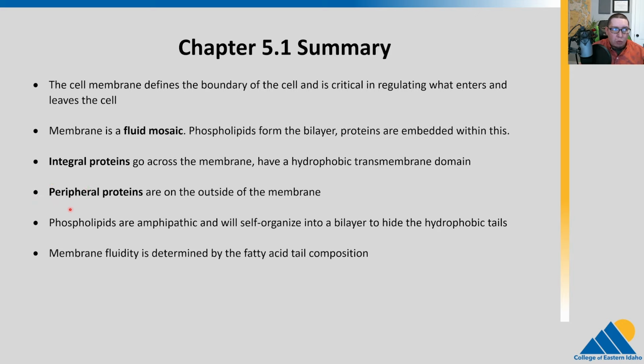Phospholipid structure is really important. That amphipathic nature will cause them to self-organize into a lipid bilayer because they're trying to hide their hydrophobic tails. And we talked a bit about how membrane fluidity is determined by the composition of the fatty acid tails. Okay, we're going to talk more about what can and can't go through a membrane and how we get things in and out of the cell in the next few sections.